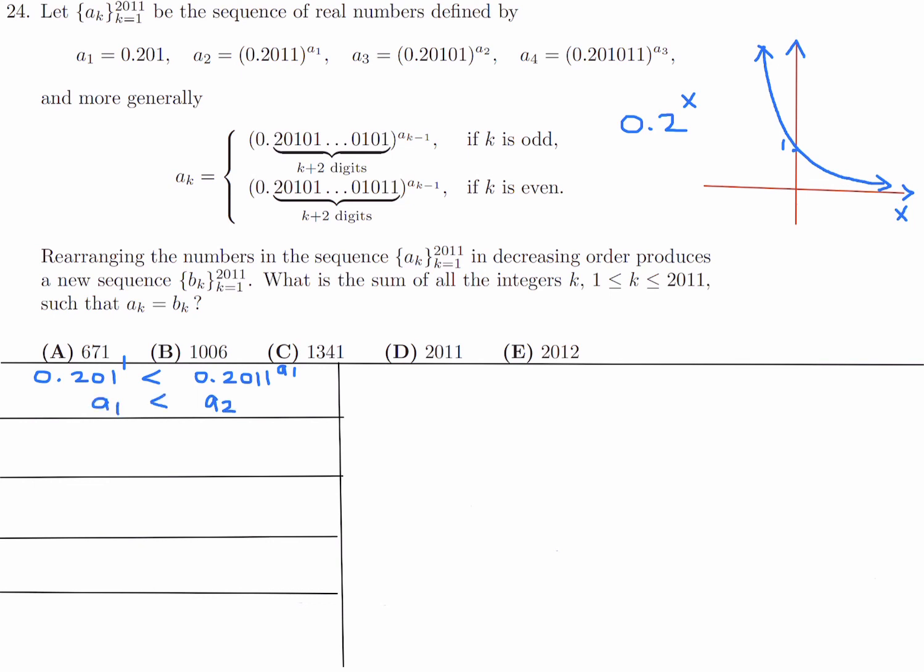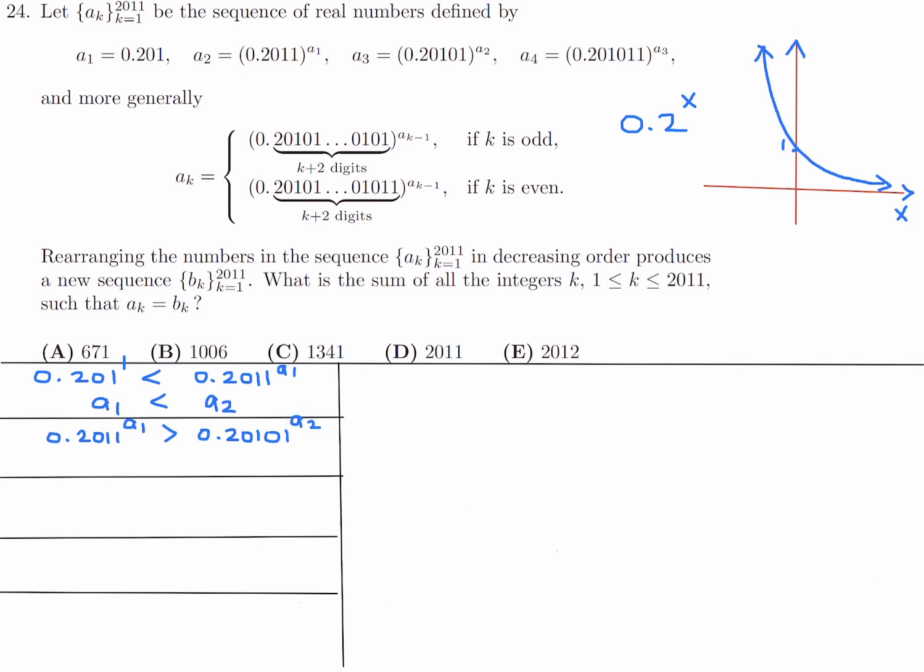All right? So let's compare A2 and A3. A2 is 0.2011 to the power of A1. A3 is 0.20101 to the power of A2. Let's look at the bases. This number is greater than that number, so I'm tempted to put a greater than sign, but I still have to look at the exponents to be sure.